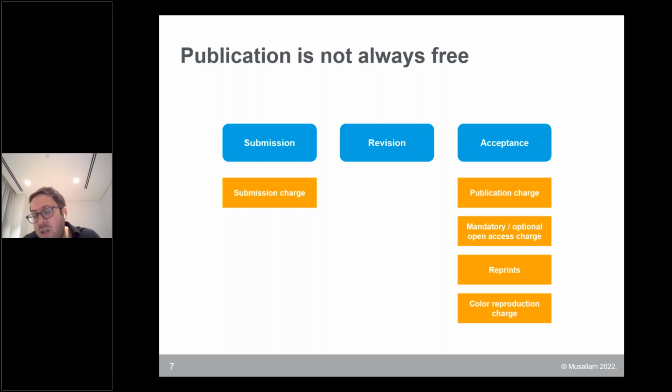And many journals actually have publication charges after acceptance. In the older days, the main costs were mainly to have color reproduction, because journals are printing your work in journals. So usually they print in black and white, but if you want it to be printed in color for your figures to appear in color, you need to pay for that, something around $200 to $300 per figure usually.